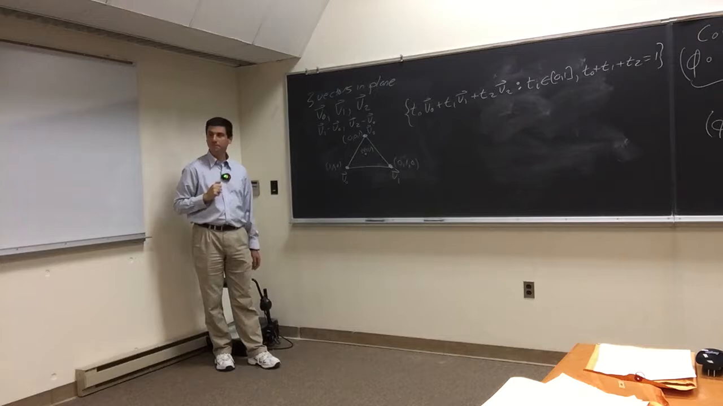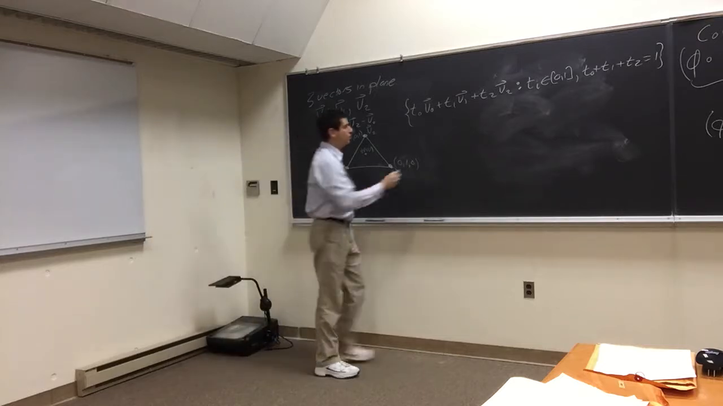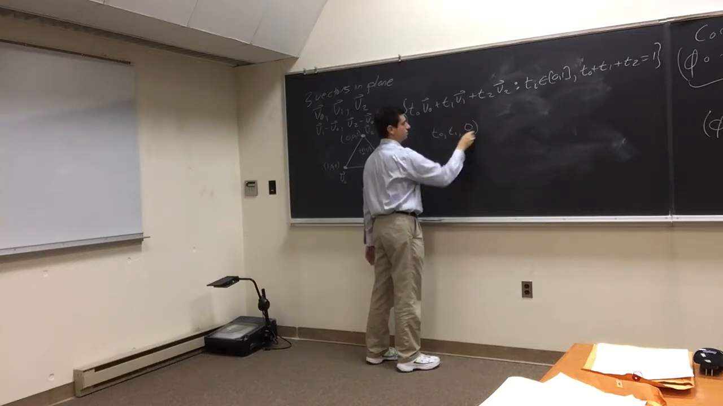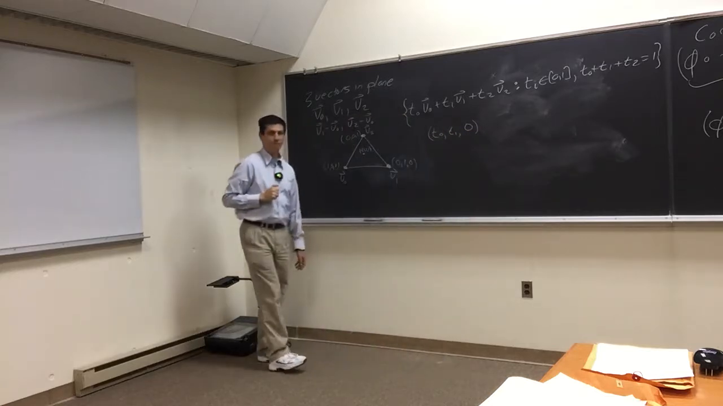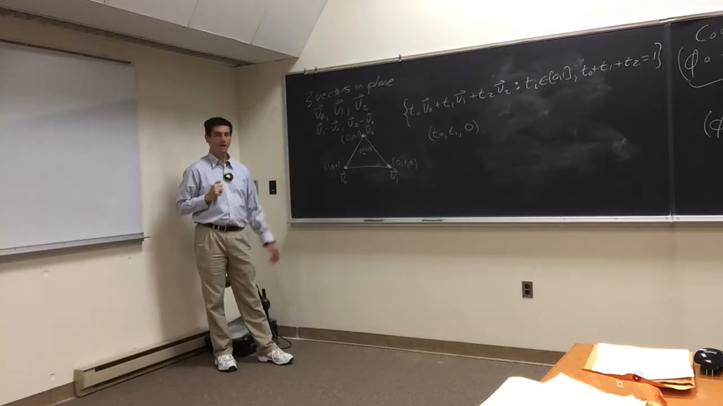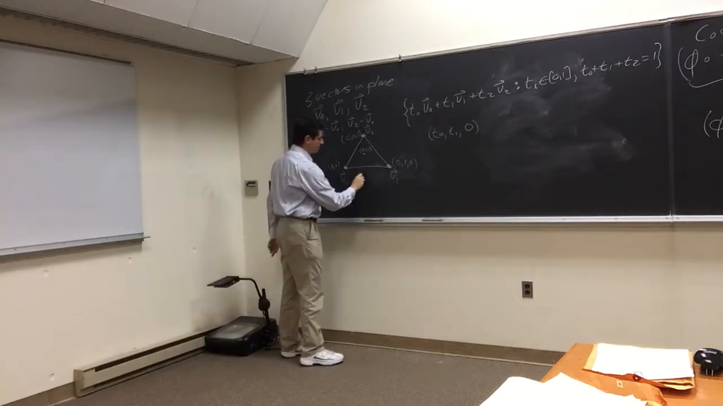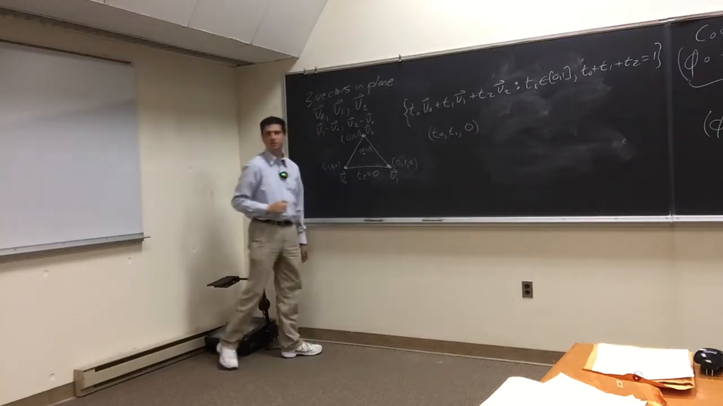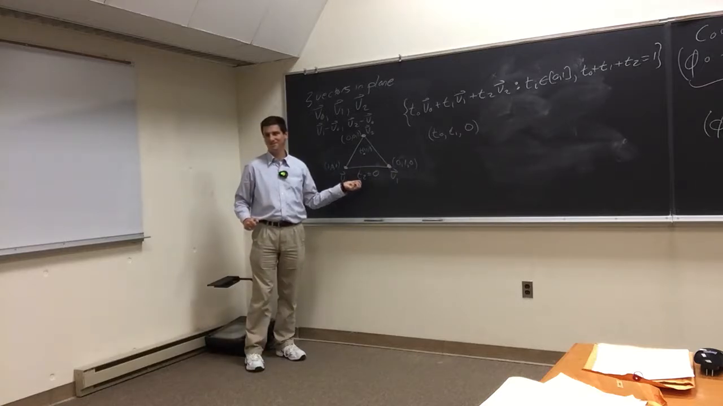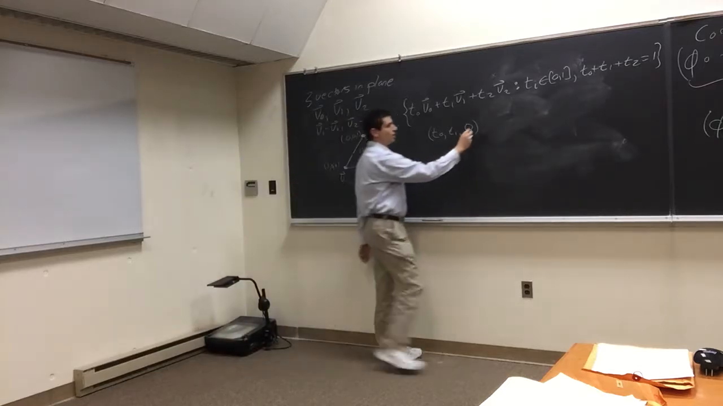What if I look at points just t0, t1, 0? Where would those points be? Yeah, in the line segment down here. So this is the segment t2 equals 0. Or another way of saying it, this is the segment where we don't have any v2's. So this is the bottom line segment.